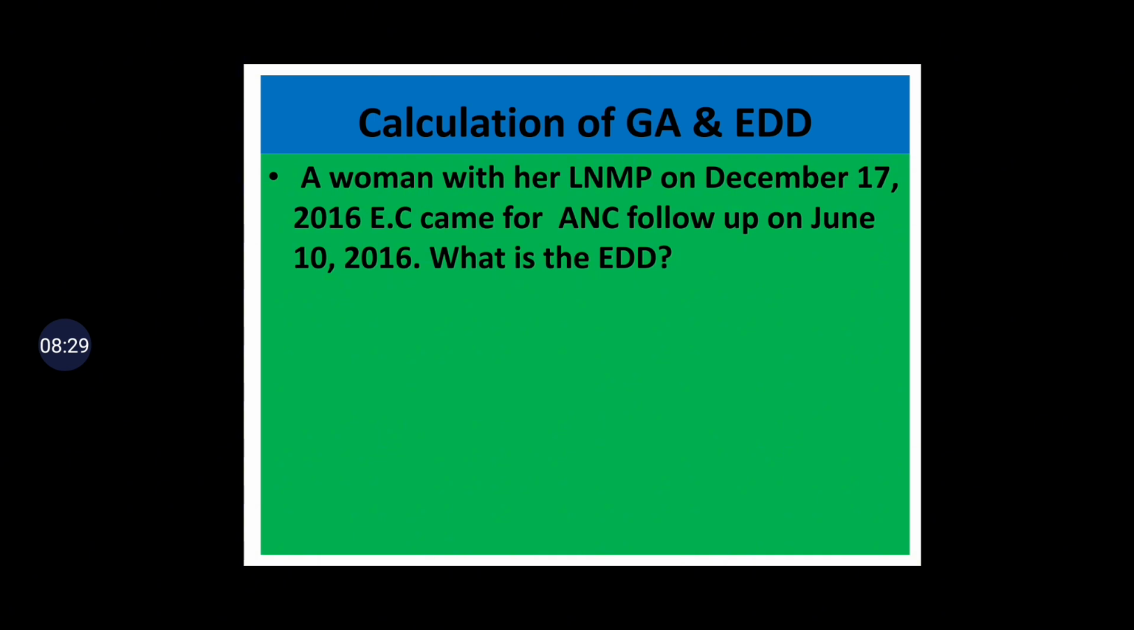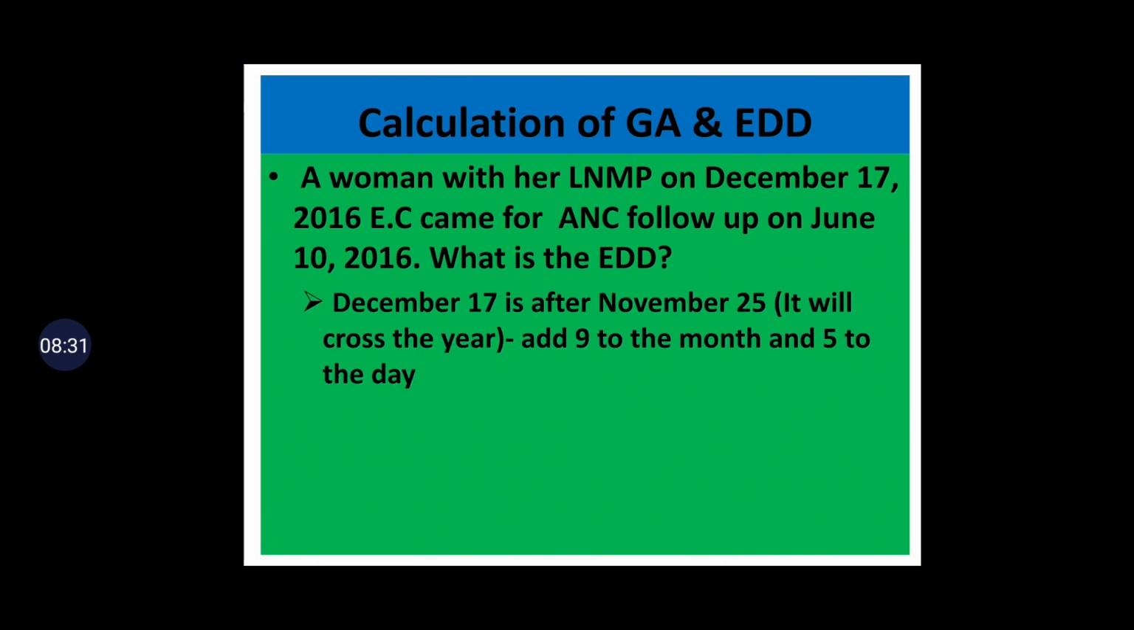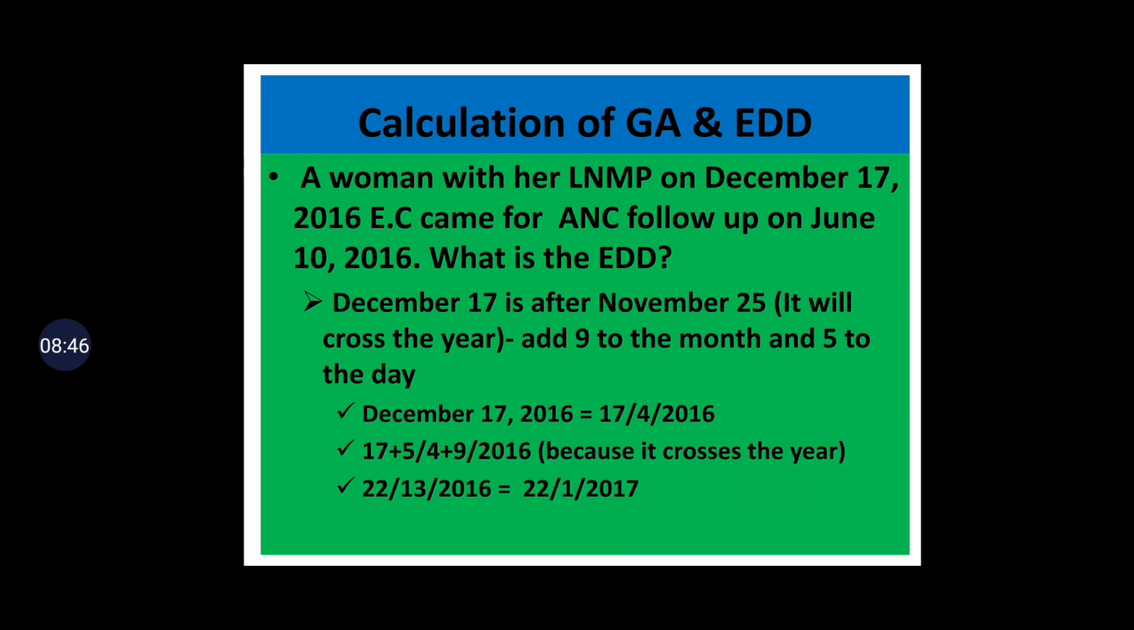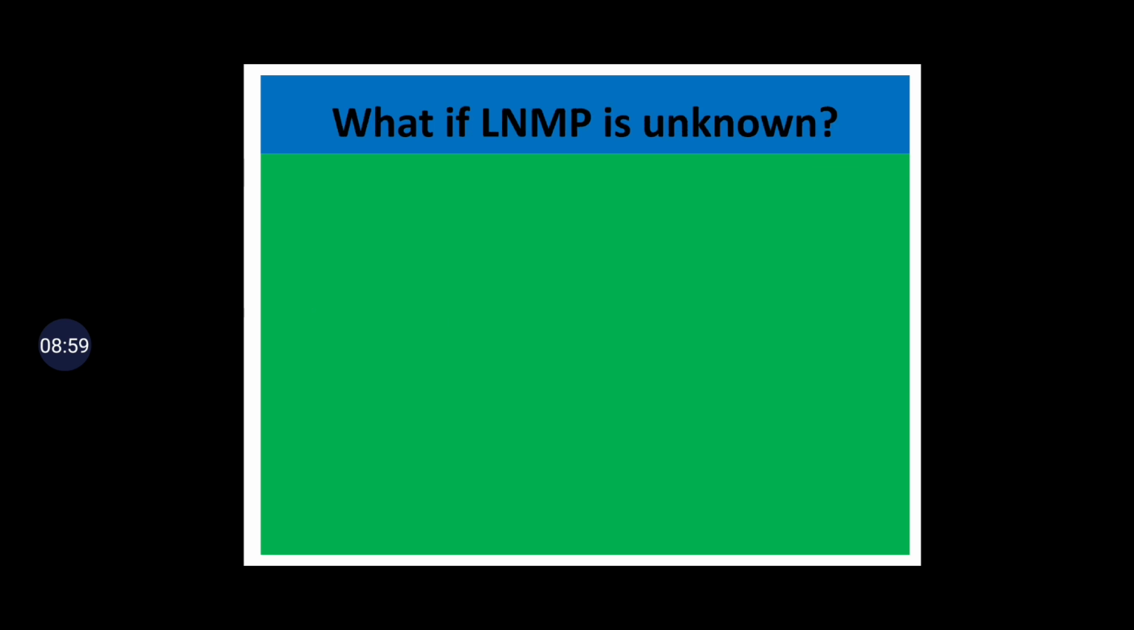Another example: a woman with her last normal menstrual period on December 17, 2016 Ethiopian calendar came for ANC follow-up on June 10, 2016. What is the EDD? December 17 is after November 25. It will cross the year, so add 9 to the month and 5 to the day. When you add 5 to the day, it gives you 22. When you add 9 to the month, it gives you 30. Then transfer 12 months to the year, and it converts the year 2016 into 2017. Then EDD will be on September 22.